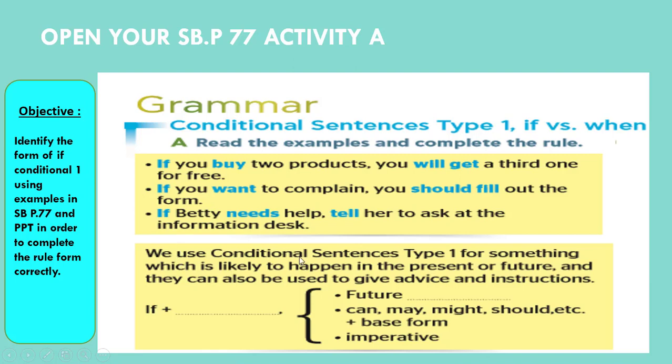So, we use conditional sentence type 1 for something which is likely to happen in the future or present, and they can also be used to give advice and instructions. So the rule will be: if plus present simple, then future will or can, may, might, should, etc. plus the base form, meaning the verb in the bare infinitive. Or we can use the imperative, and the imperative means telling someone to do something.